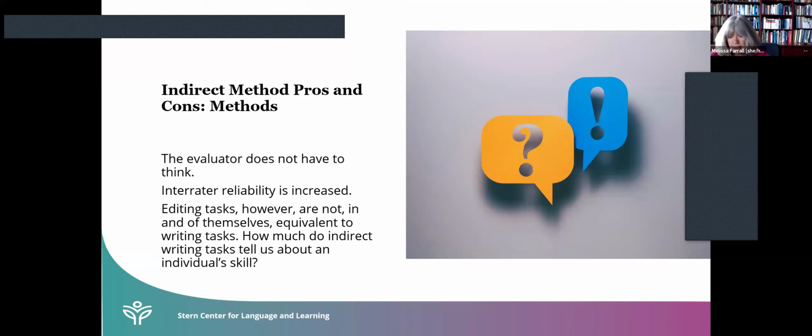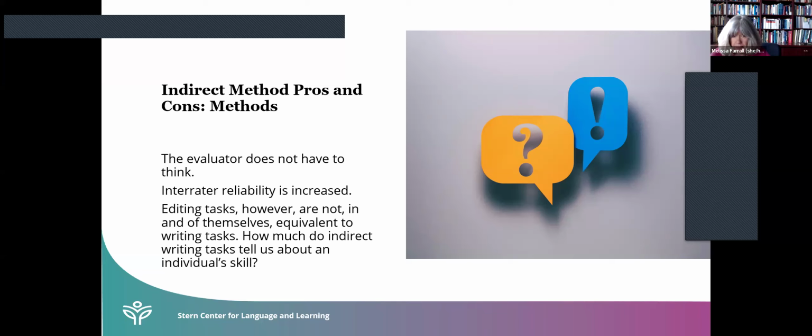So indirect methods, like pros and cons, the things that people like about asking kids, for example, to punctuate a passage, is that we don't have to think really hard to score it. It's pretty much right or wrong. And because there's no need to really think a whole lot about the scoring, the inter-reader reliability is going to be increased. That means that if you score it and I score it, we're going to pretty much come up with the same score.